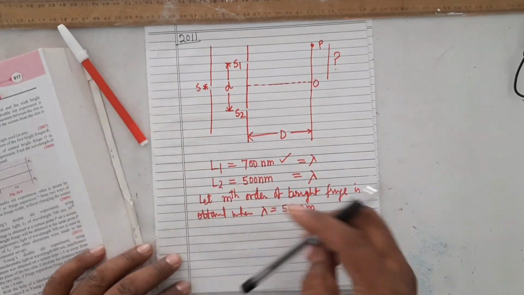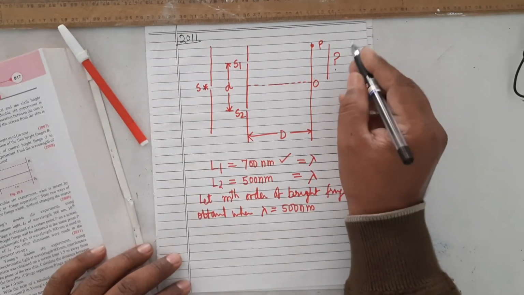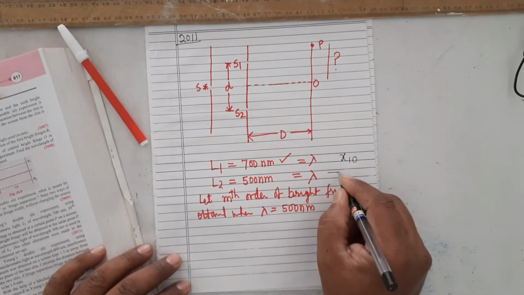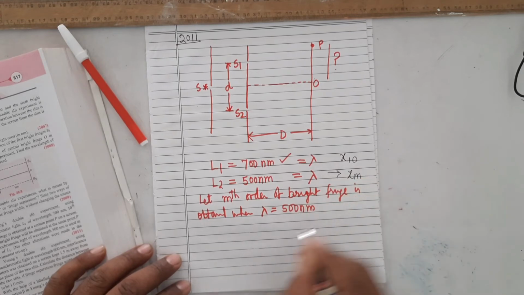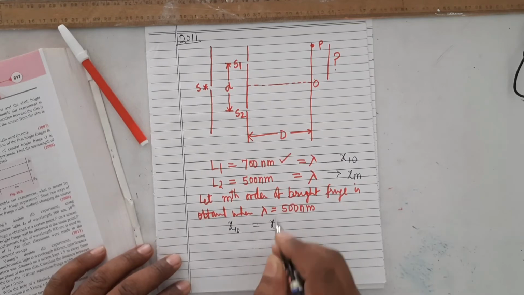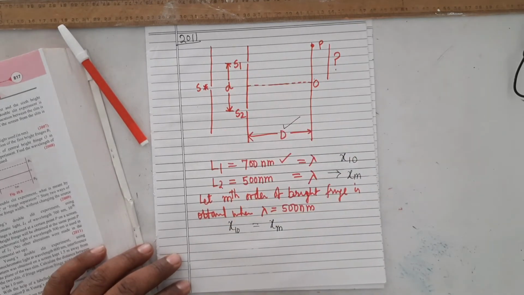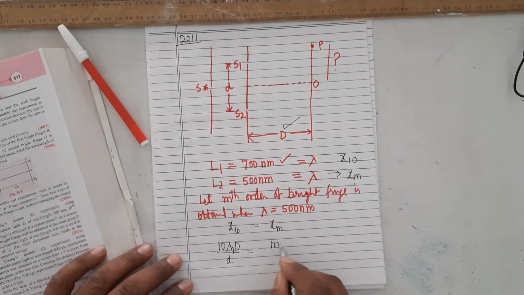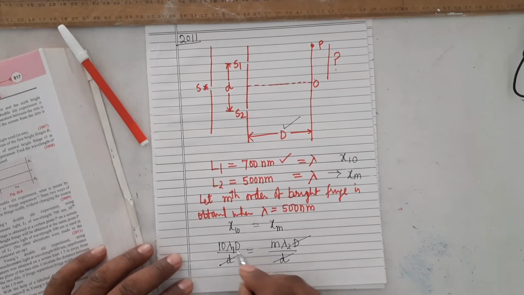So see here, in both cases this distance will be same. It is clear. In this case it will be x10 and here this distance will be xm. So x10 equals xm. If you see, capital D and small d is same in both cases. So what is x10? 10 into lambda 1 into capital D upon small d. Here it will be m into lambda 2 into capital D upon small d. So this and this cancel, d and d cancel.